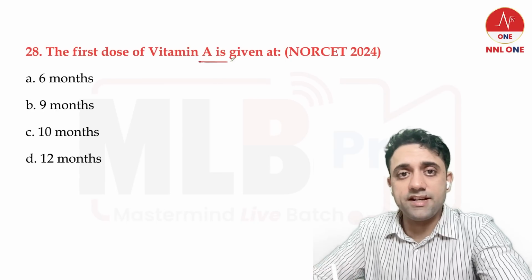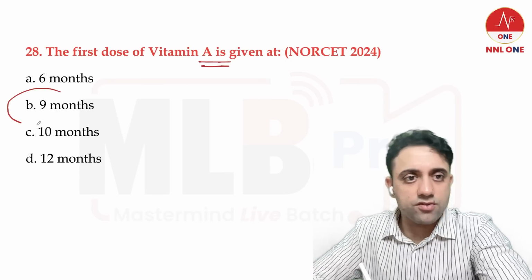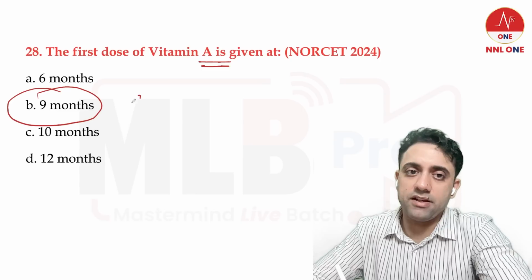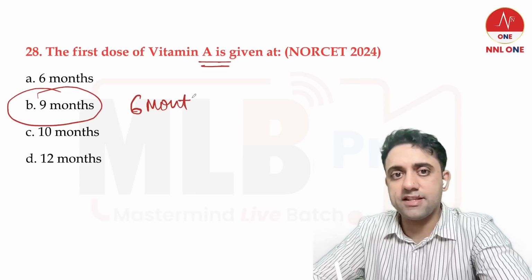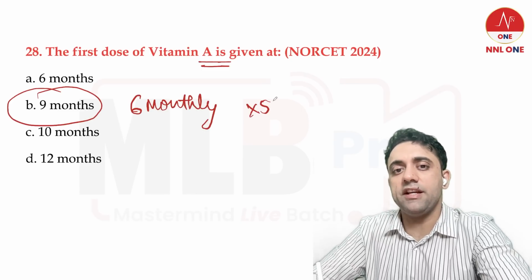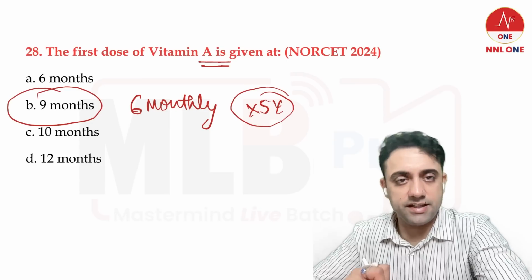The first dose of vitamin A is given when? The first dose of vitamin A is given at 9 months of life. Then it is given every 6 months till 5 years.